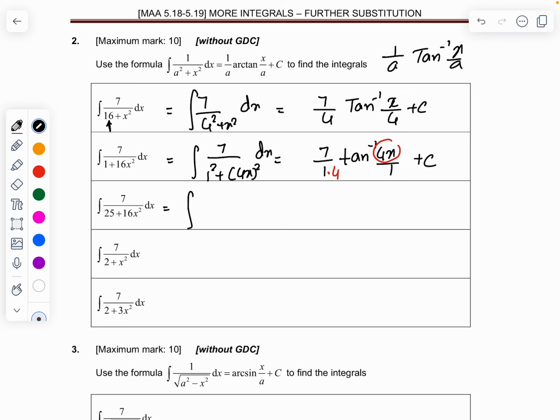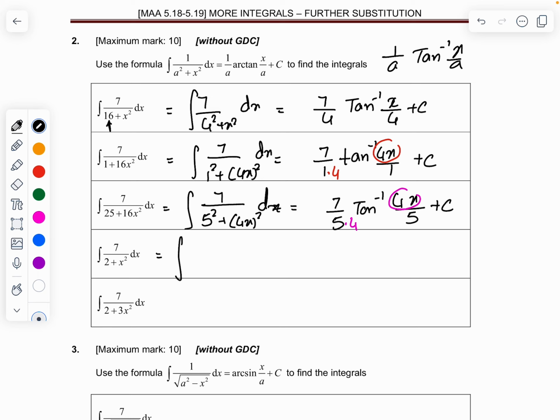Again this can be written as 7 upon 5 square plus 4x whole square dx. This should be written as 1 upon a tan inverse, 7 is there as it is, so 7 upon 5 tan inverse 4x upon 5 plus c. Again chain rule, the derivative of 4x is 4, so divide by 4.